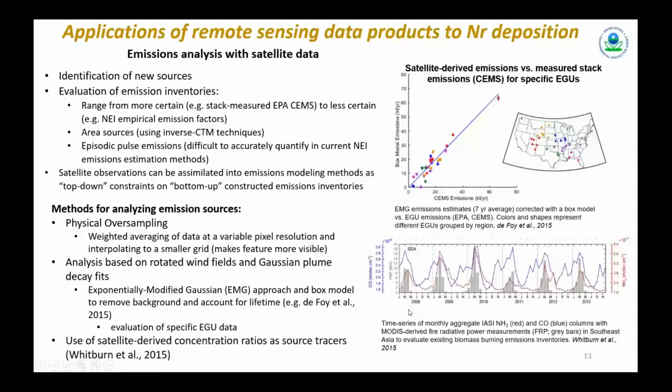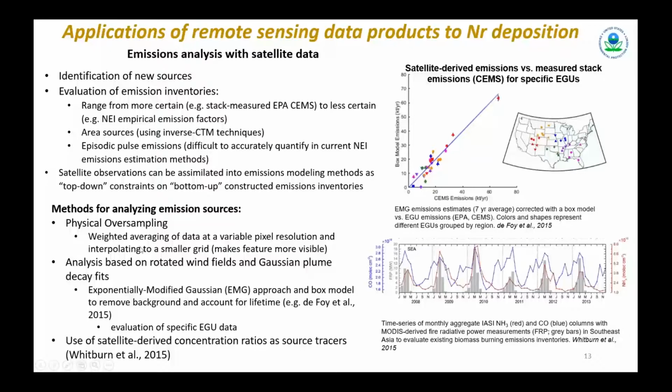Shifting topics here to emissions. I mentioned the identification of new sources and the emissions inventories. Emissions inventories range from more certain stack measurements from the EPA CEMS data to the less certain NEI, which is empirically driven, based on emission factors and ratios. There's a lot of uncertainty, particularly with agricultural sources, but not limited to that, where satellites can be of a lot of use to really quantify and help us understand these emissions inventories better.